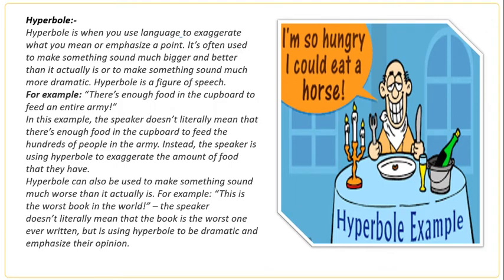Hyperbole can also be used to make something sound much worse than it actually is. For example, this is the worst book in the world. The speaker doesn't literally mean that the book is the worst book ever written, but is using hyperbole to be dramatic and emphasize their opinion. Another very interesting example: I'm so hungry I could eat a horse. Can that person eat a horse? But he is using hyperbole in his speech.